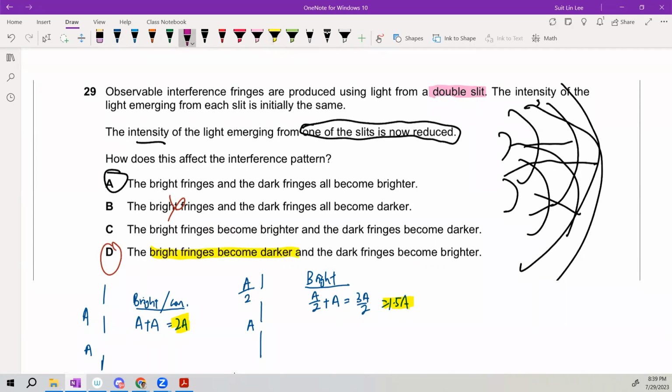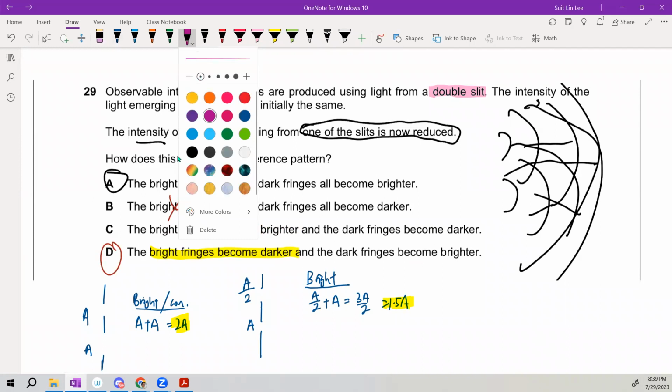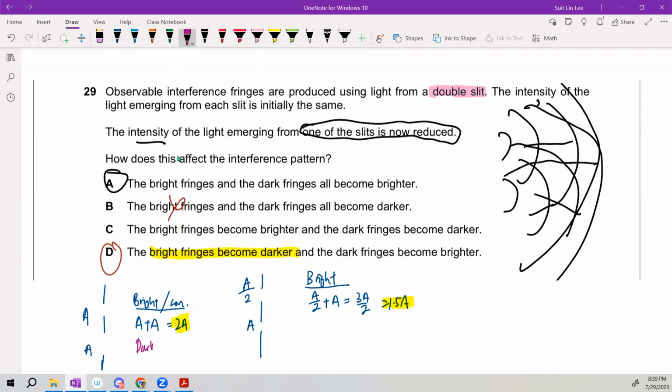Okay, let's look at the dark fringe. For dark fringe, I will have A minus A, which is 0. But for here, the dark fringe will be, let's say, A over 2 minus A. I'll get negative 0.5A. Negative here just means it is the trough of the wave. So from here, I can tell that the dark fringe becomes brighter.